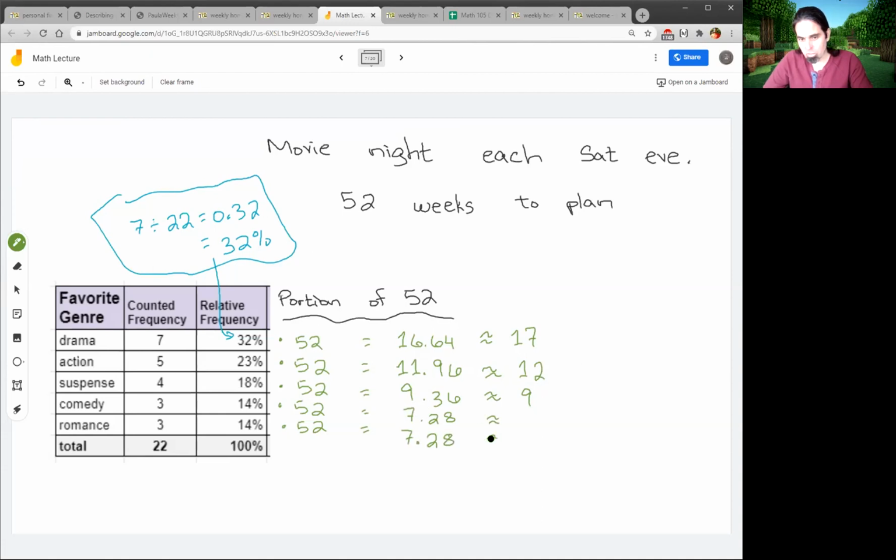And then when we're done, in this particular case, to be realistic, we need to add these up. Did we get back to 52? Yes, we did. Sometimes the rounding that happens above makes this a 51 or a 53 when we add them back up. And then we'd have to say, we're not quite ready. So for 17 weeks, we'll do drama. For 12 weeks, we'll do action, and so on. Ta-da!